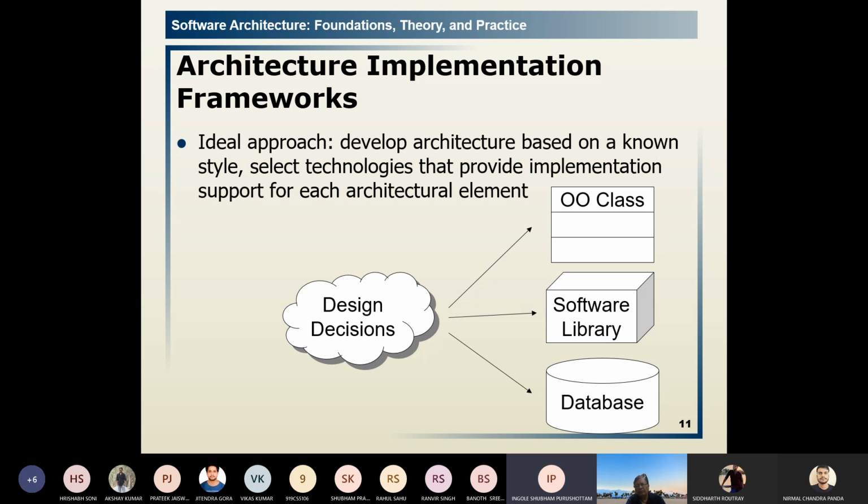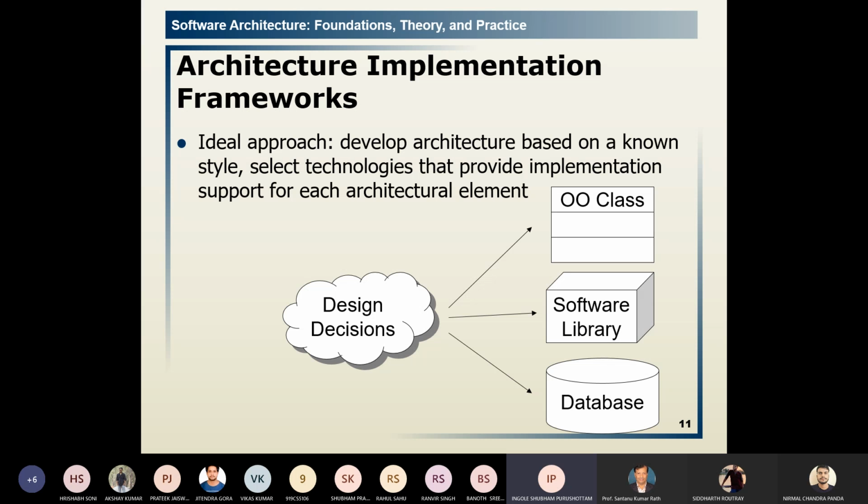Okay, so we will start with the architecture implementation frameworks today. So in the ideal approach, we develop an architecture based on a known style. So we will select a style in the ideal approach we are talking about. We will select a technology that provides implementation support for each architectural element. So we are selecting an architectural style which is already there, and then we are selecting a technology to implement the architecture style. So it is the ideal approach.